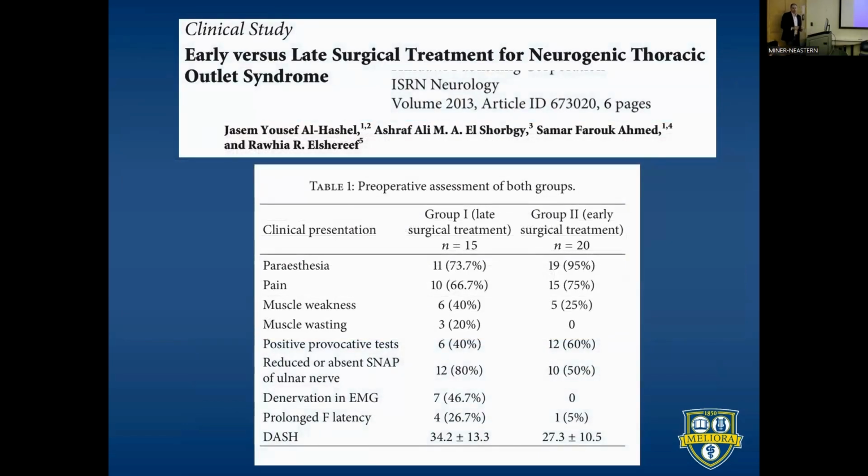But honestly, I couldn't find enough studies, and that's an area of research for using Botox in this category with normal testing. I think that's an area to study. Early versus late, and I think this is one of my last slides here.